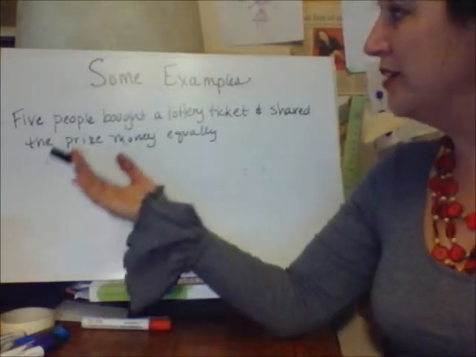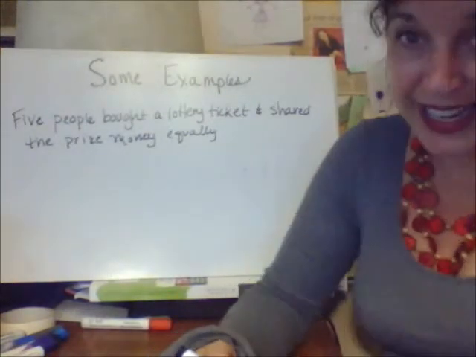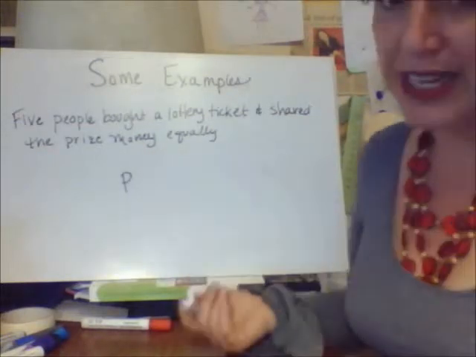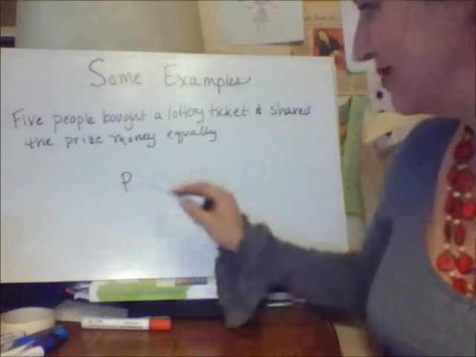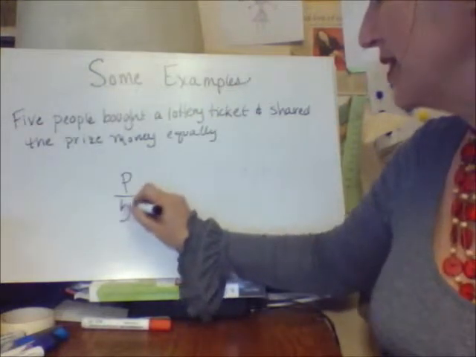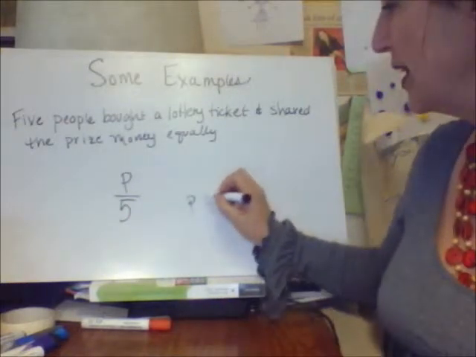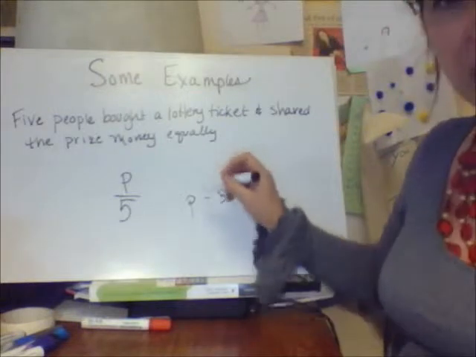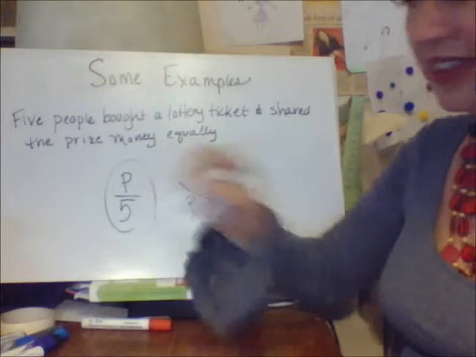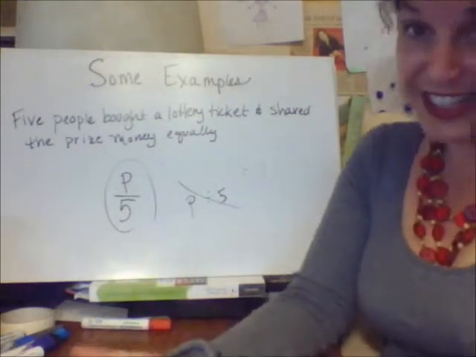5 people bought a lottery ticket and shared the prize money out equally. Well, let's say P is our variable for the prize money because we don't know how much money they won. We're going to put it over how many people? 5 people. And that's going to symbolize P divided by 5. Now you could write P ÷ 5 that way, but remember with our algebraic conventions that the fraction form is actually the desired format. Just makes everything a little bit easier. Okay, so that's the first one.